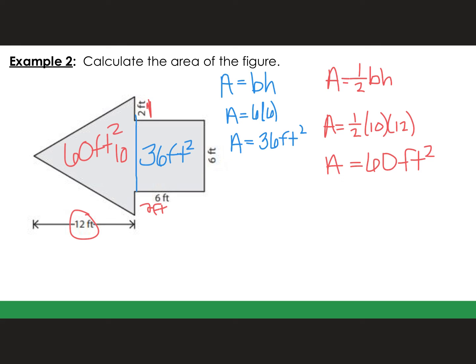So whenever we're going to put something together, we're just going to add them. So if the area of the triangle is 60 feet squared and the area of the rectangle is 36 feet squared, and I want to know them together, I add them. And that equals 96 feet squared. Do not forget your units, and do not forget your units are squared.